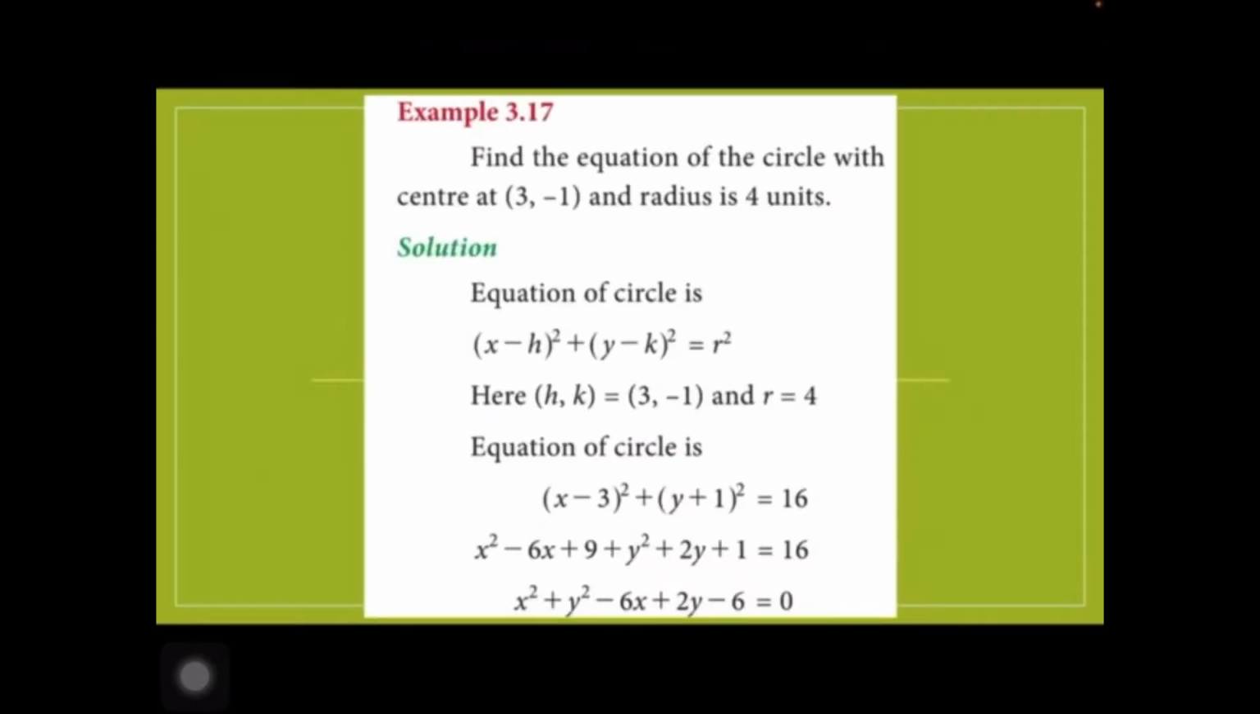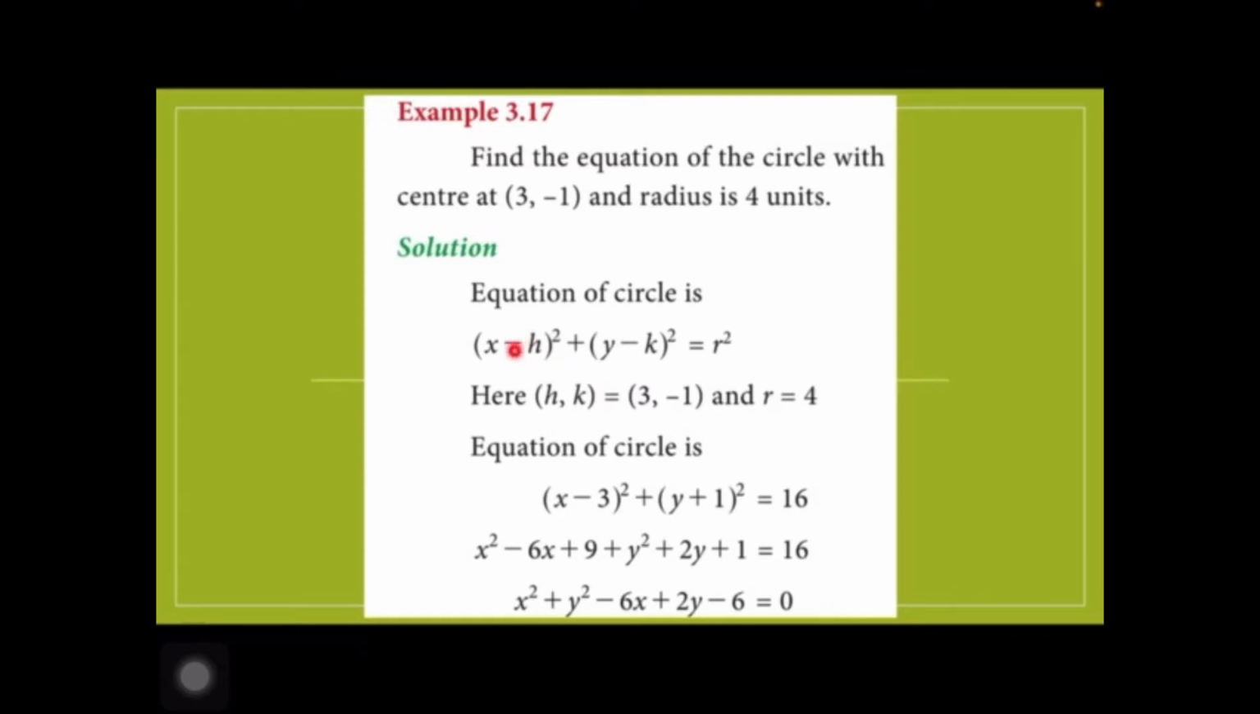Now, our first example. Find the equation of the circle with center at 3 and minus 1 and radius 4 units. The equation of the circle when the center and radius are given is x minus h the whole square plus y minus k the whole square is equal to r square. So, h comma k, that is 3 comma minus 1, is the center and the radius r is equal to 4.